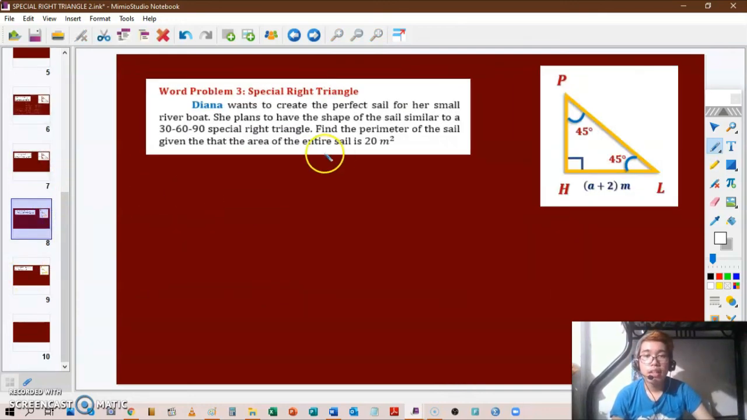Okay, so Diana wants to create the perfect sail for her small riverboat. She plans to have the shape of the sail similar to a 45-45-90 special right triangle. Okay, so this one is 45-45-90. Find the perimeter of the sail given that the area of the entire sail is 20 squared meters. Okay, so how do we do that? Okay, so first we set up the formula.